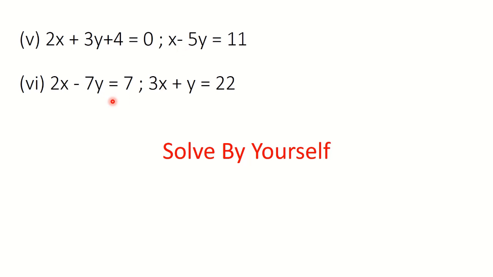Now here also both are in standard form, so number them as 1 and 2. Here you will find that 7y is present in one and only y is present in the other. So if you multiply equation 2 by 7 and then add, y will be eliminated and you will get the value of x. So these two sums you will solve by yourself.